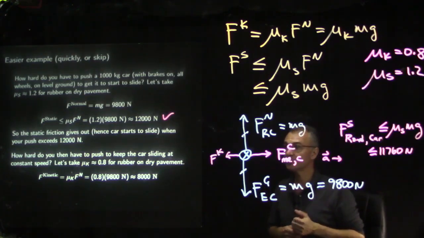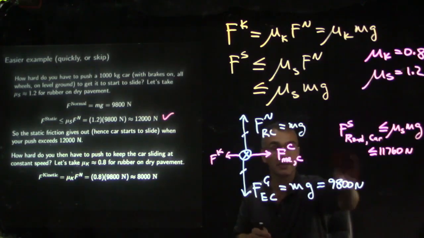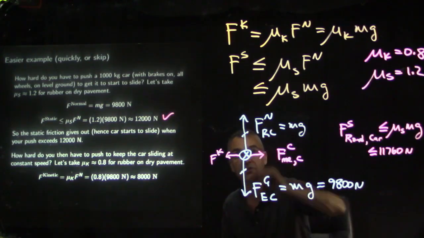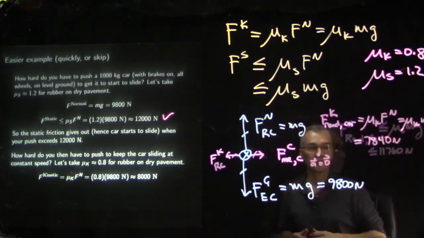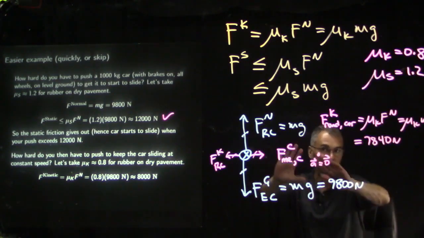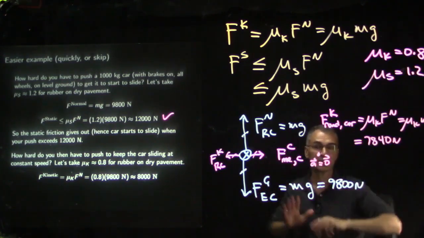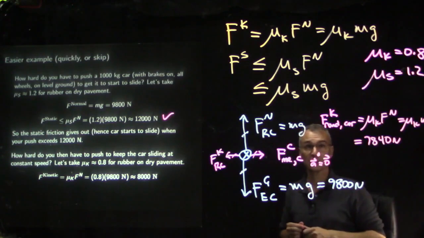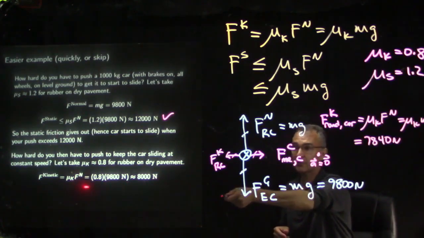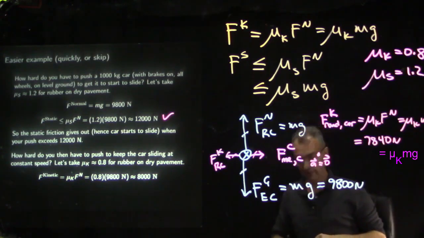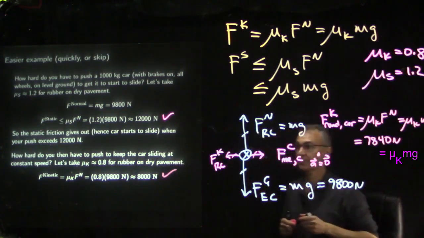And then to keep the car sliding at constant speed, so now it started sliding, I only have to push hard enough to balance the kinetic friction. The car momentarily accelerates as I break the static friction, and now I'm going to reduce my push a little bit. So my push now is just big enough to counteract the kinetic friction to keep it sliding at constant speed. So its acceleration is 0 once again. Now I just need to push hard enough to oppose the kinetic friction, which is mu kinetic times mg. So that's 7,840 newtons, or about 8,000 newtons.